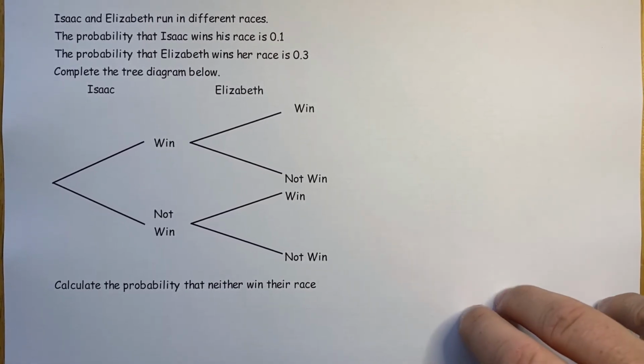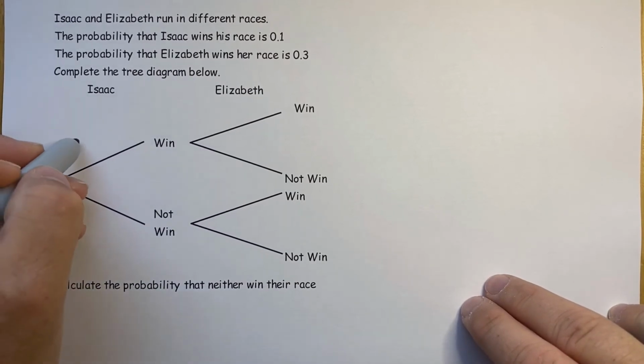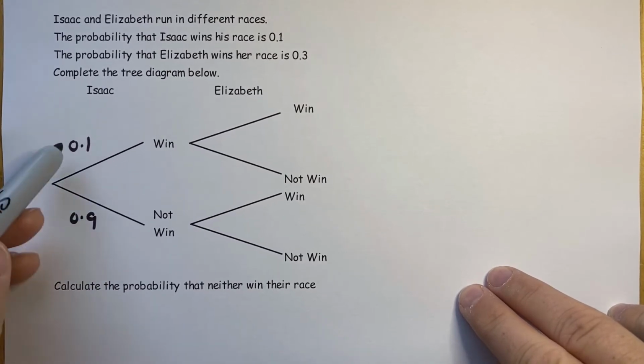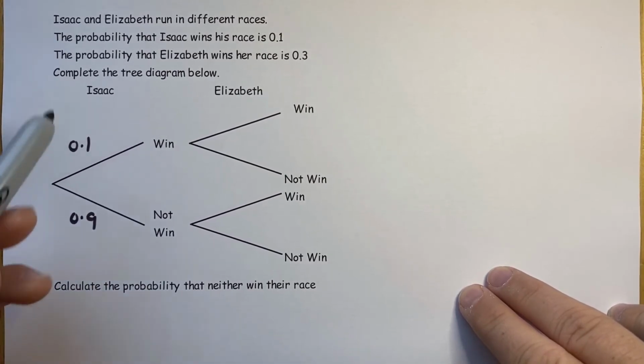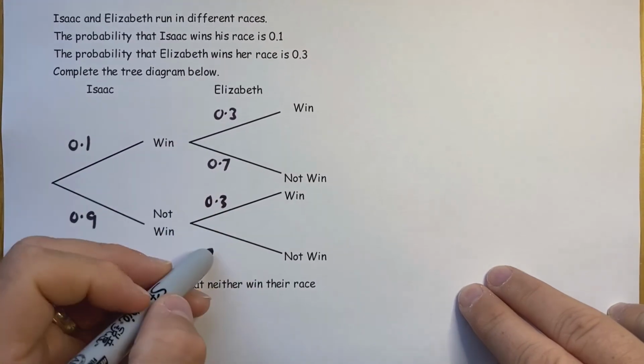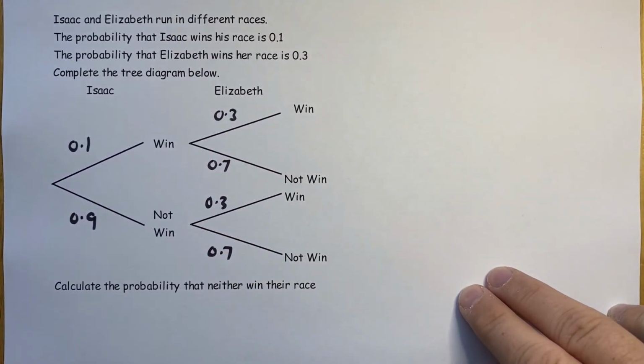Okay, another one with decimals. Here we've got 2 people running different races. We're told that Isaac's probability of winning is 0.1, so that means that the probability that he doesn't win is 0.9, total probability being 1. Elizabeth, on the other hand, the probability that she wins a race is 0.3. So the probability that she doesn't win is 0.7. And as with previous ones, because Isaac could win and then Elizabeth could win or lose, or Isaac could not win, but Elizabeth could win or lose, Elizabeth's branches need to be written twice for that reason, as you just followed. 0.3 and 0.7, just repeating the two branches above.